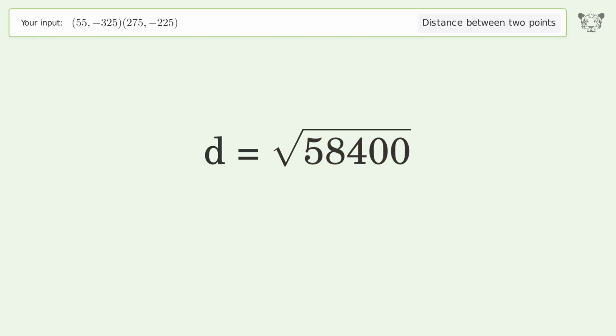And so the distance between the 2 points is the square root of 58,400 or 241.661.